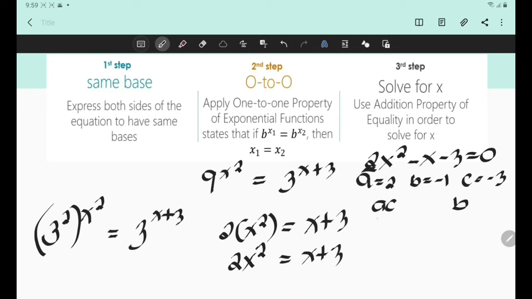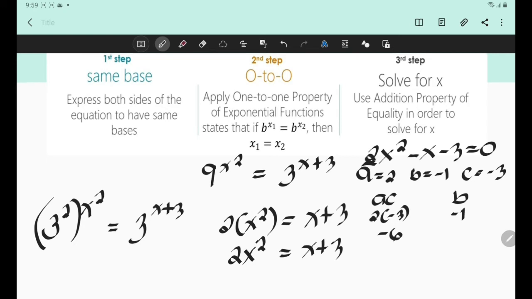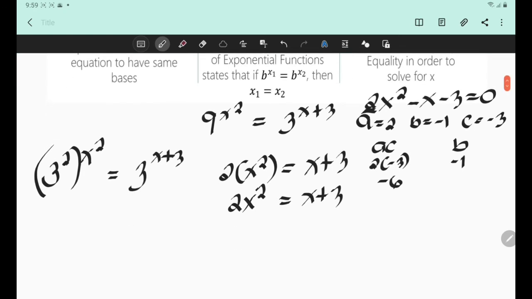So, ano ba yung 2 multiplied by negative 3? So, we have negative 6. So, what are the factors of negative 6? Na kapag inadd natin ay negative 1. So, i-list ulit natin yung mga factors. So, we have 2 multiplied by negative 3 or negative 2 multiplied by positive 3. We may have 6 multiplied by negative 1 or negative 6 multiplied by positive 1.